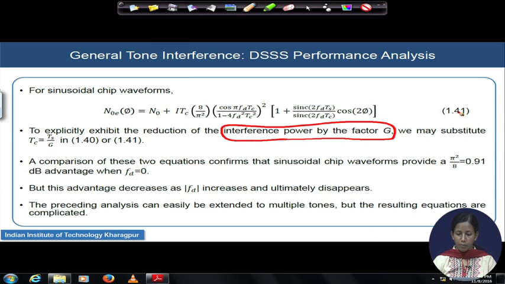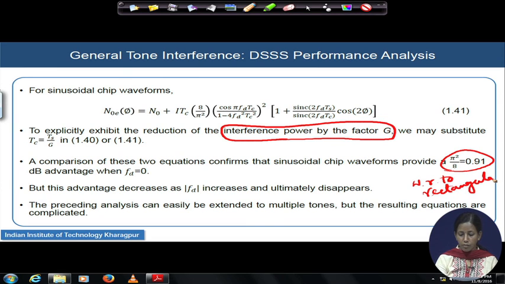And if I compare this 1.41 with the previous 1.40, the power spectral density comparison is carried out for the sinusoidal chip waveform and the rectangular chip waveform. You will see, because of this pi squared by 8 effect that comes from the chip design itself, you will be gaining around 1 dB advantage when f_d is equal to 0, over the rectangular chip waveform. So, this gain is with respect to your rectangular waveform.